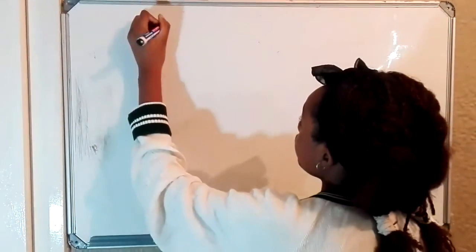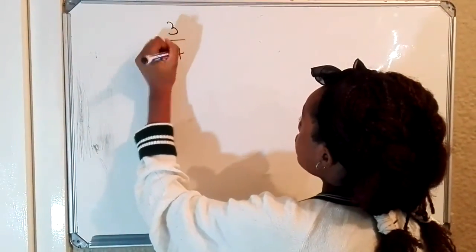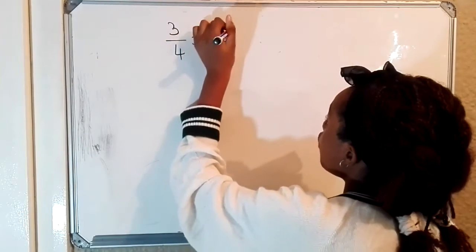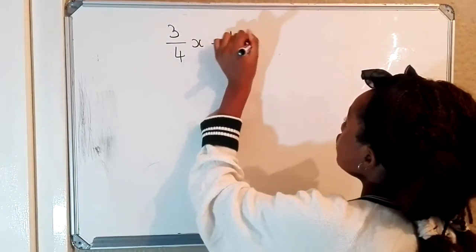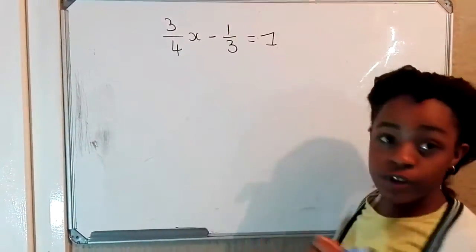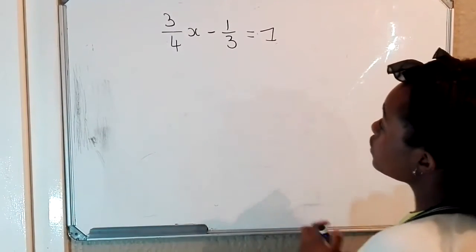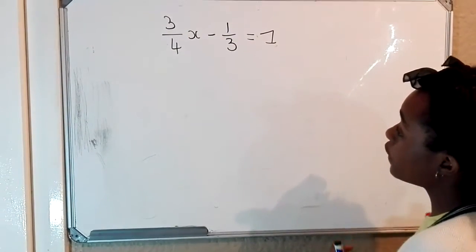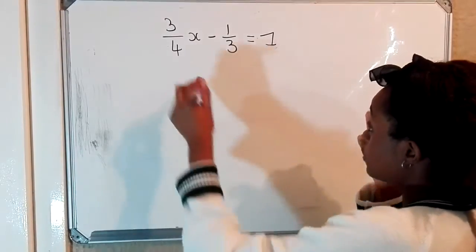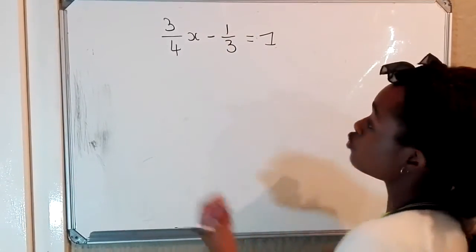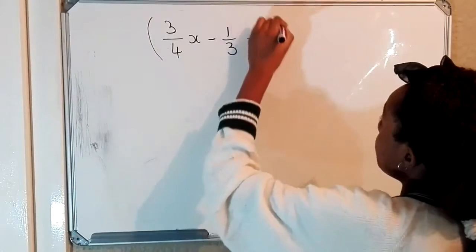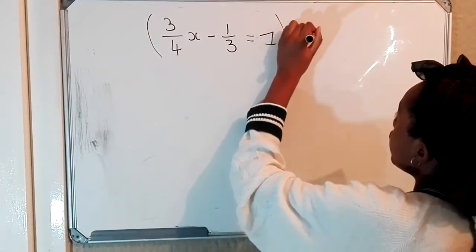Okay, here's another one. Say we have 3/4x minus 1/3 is equal to 1. Feel free to pause the video and try this on your own. So the first thing I want to do is find a common denominator. Between 4 and 3, the common denominator is 12. So I'm going to multiply everything by 12.